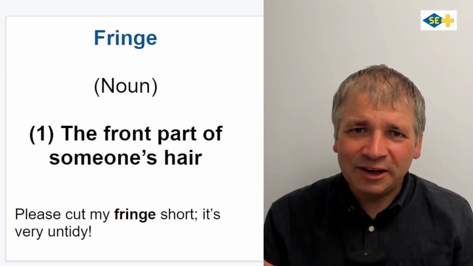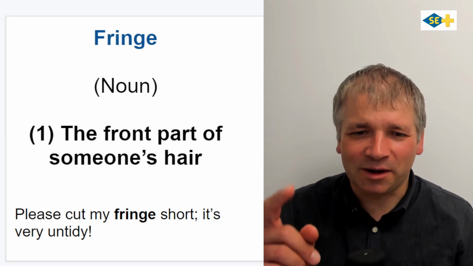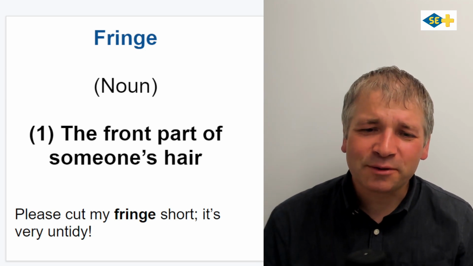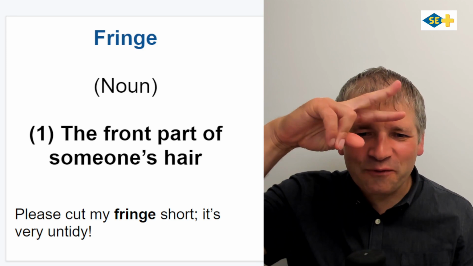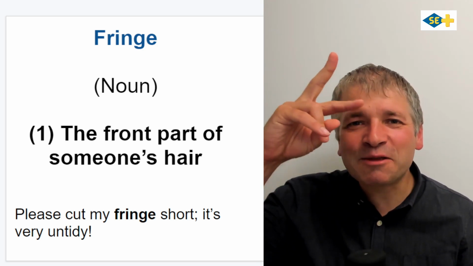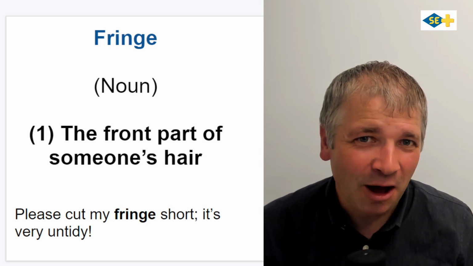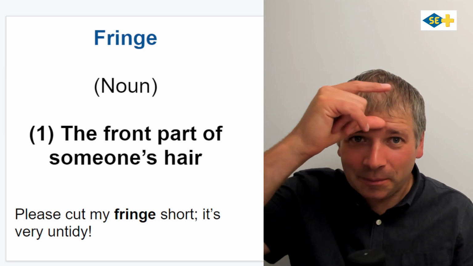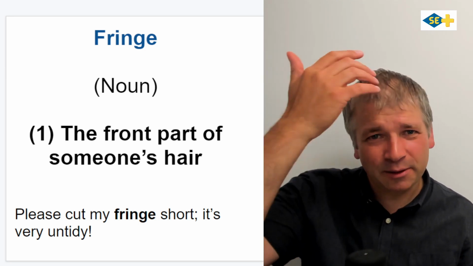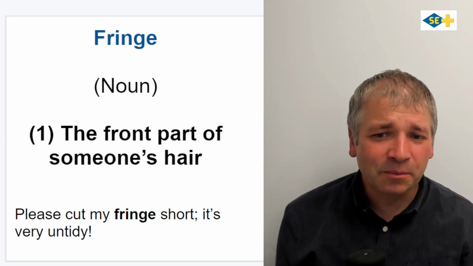The word fringe has two meanings. Meaning one, the front part of someone's hair. Please cut my fringe short. It's very untidy. You probably agree with that. I think I know. But the fringe is the part of my hair here. And it's a noun because it's a real thing. So it's a part of the hair in this front position.